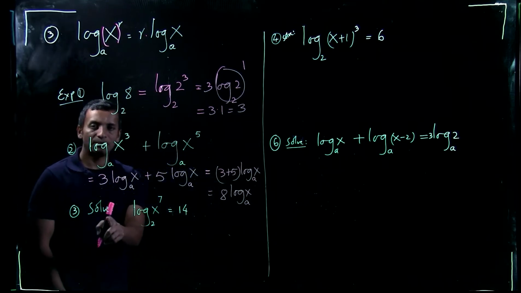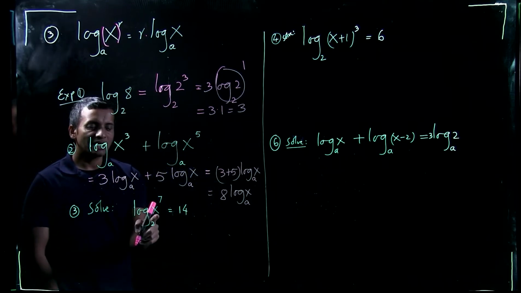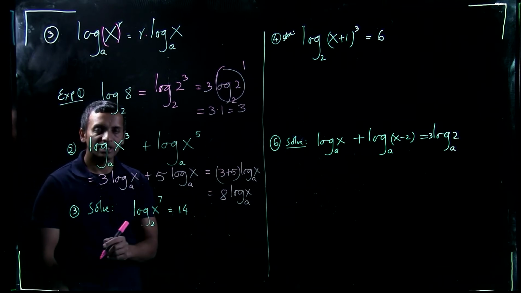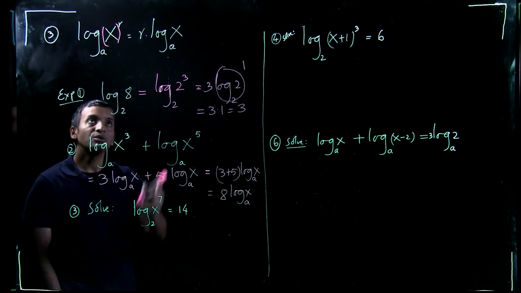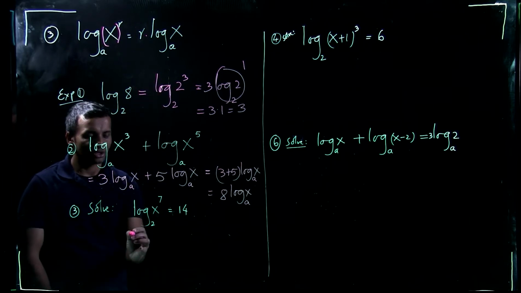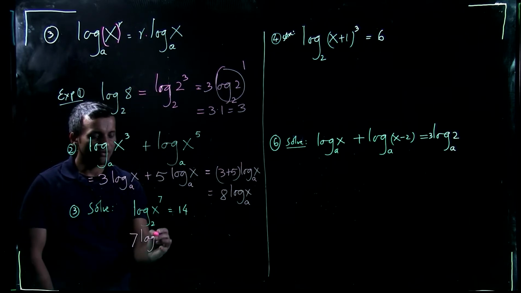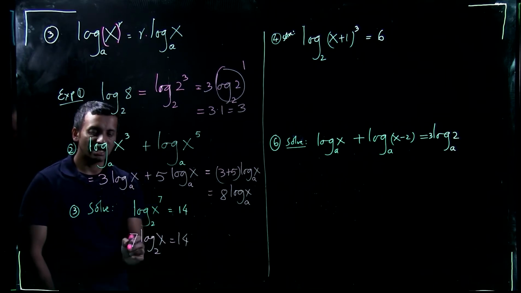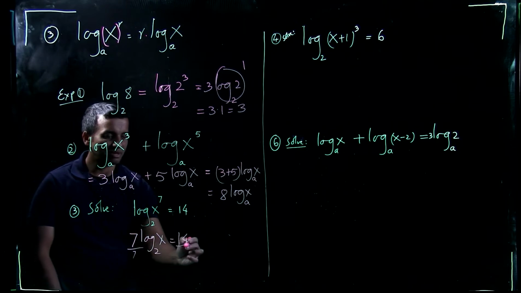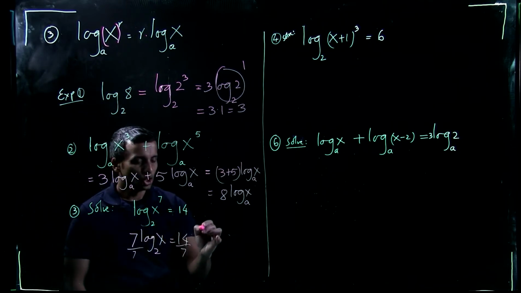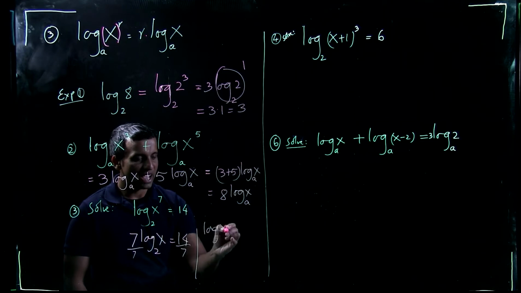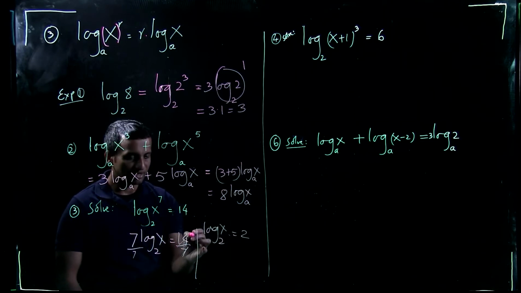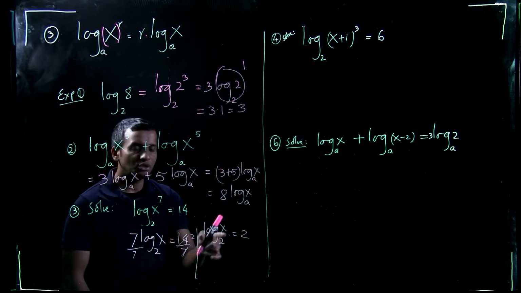Next one is example 3. Solve log of x to the 7th with base 2 equals 14. So how do I solve this? So use that rule. You can move that 7 out, so it is like 7 log of x with base 2 equals 14. Now divide both sides by 7. So if you divide by 7, what do you get? You get log of x with base 2 equals 2, because when you divide 14 by 7, it will be 2. Now you want to solve for x.